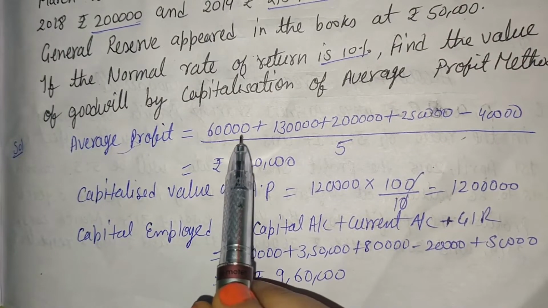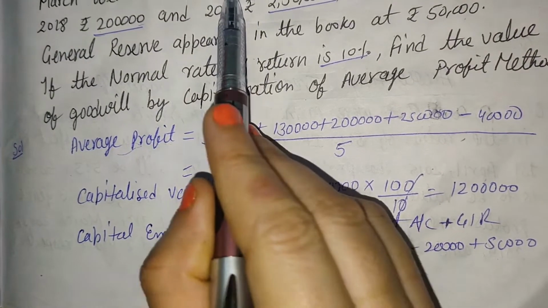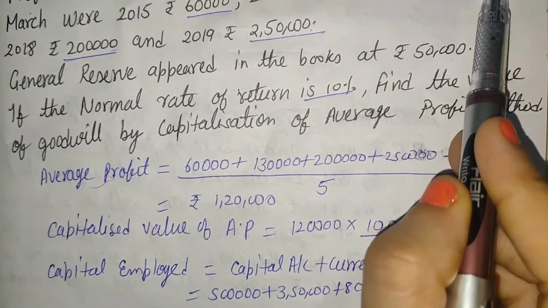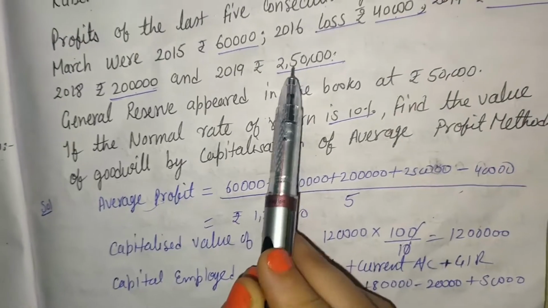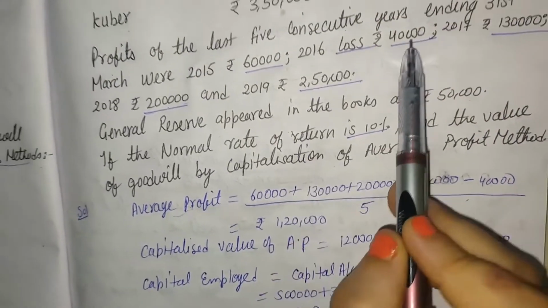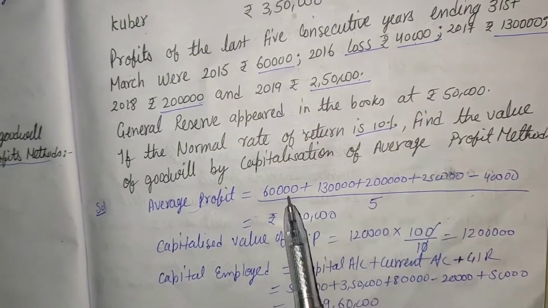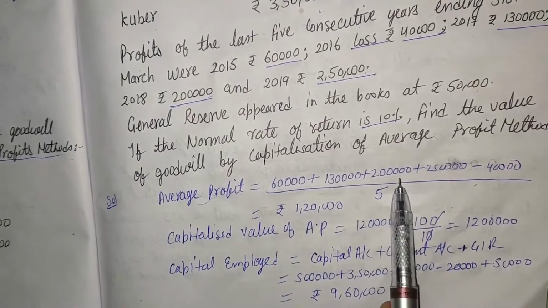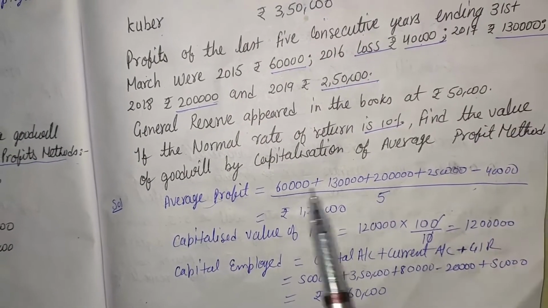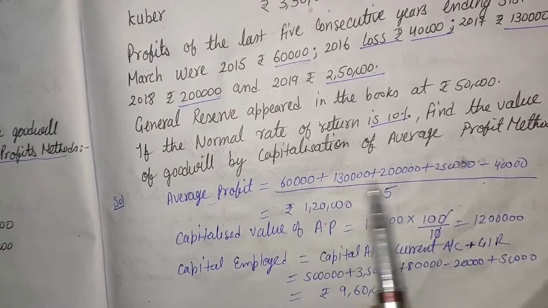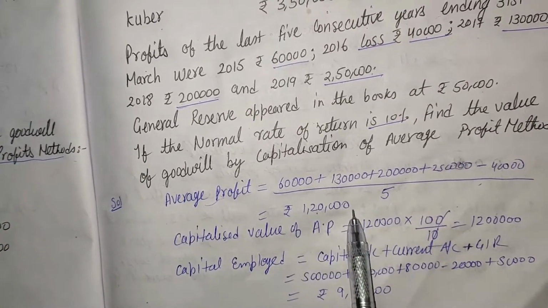all the profits, that is 60,000 plus 1,30,000 plus 2 lakh plus 2,50,000, minus loss if any, and there is one loss, that is 40,000. So 60,000, 1,30,000, 2 lakh plus 2,50,000 minus 40,000. Total are 5 years. So after that we are getting 1,20,000.